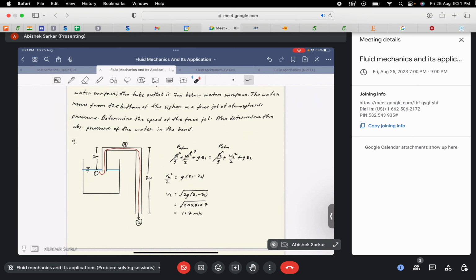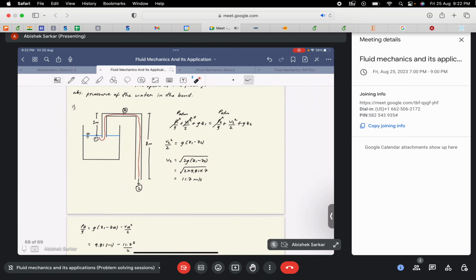Again, we are asked to find the absolute pressure of the water at the bend. It's not mentioned where, so we are just taking it at the center of the bend, for simplicity. We need not consider losses at this bend, so we are safely choosing a point at the center of this bend. Say we denote it as point A.